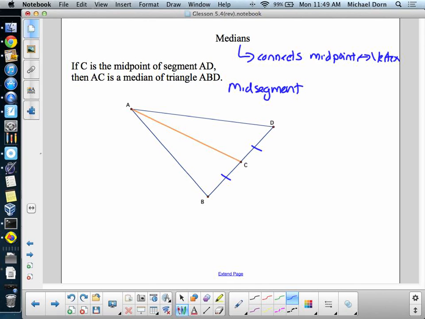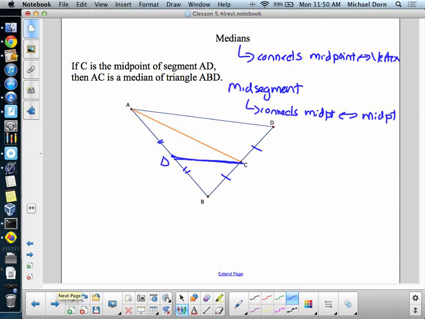The midsegment connects midpoint to midpoint. So if I had another midpoint here, we'll call this point D, and call that a midpoint. That's the midsegment. Midsegments are parallel to a side, half the length, all that deal we got earlier in the chapter.